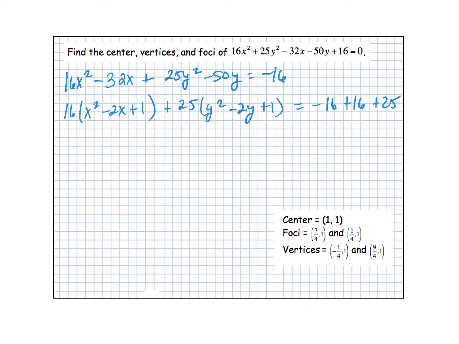So now I take a moment and I write this as a square, right? So x minus 1 quantity squared times the 16 plus 25 times y minus 1 squared equals 25. Now I have to make it 1, so I have to divide by 25. That's a key part. The right-hand side has to equal 1.